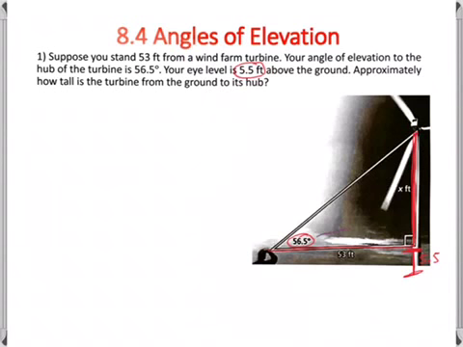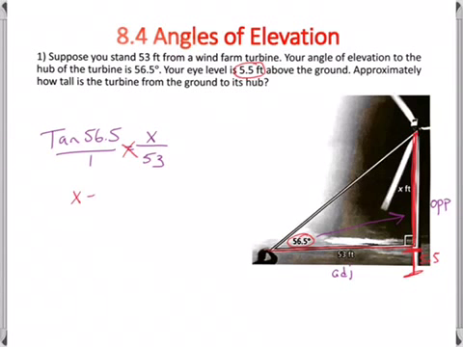So if we're using trig, I know that the side opposite the 56.5 is the x, so this is my opposite side. And then directly beside it, the 53 becomes my adjacent. Opposite and adjacent is tangent. So we've got the tangent of 56.5 over 1 equals opposite over adjacent. Well, with any good trig problem, we're going to go ahead and cross multiply in this case. To solve the proportion, we get x equals 53 times the tangent of 56.5. And then we can put this in our calculator.